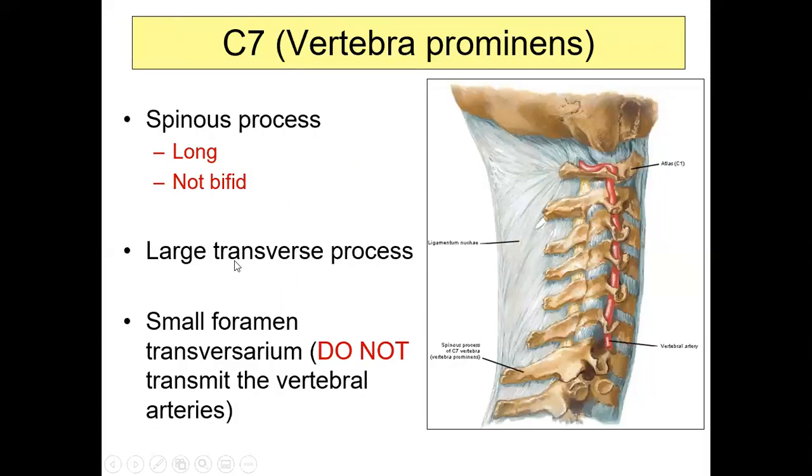And then beside that, it also has a large transverse process and a small foramen transversarium. But this small foramen transversarium does not transmit the vertebral arteries. That is the thing that you have to remember.